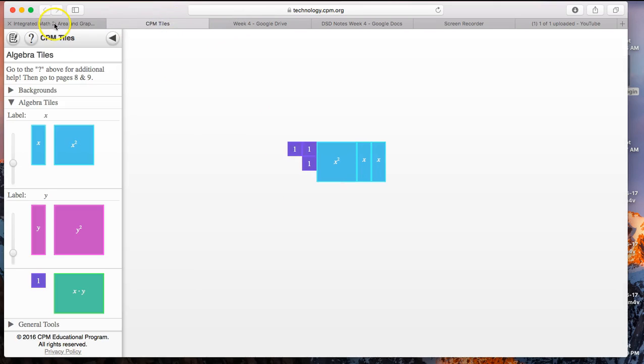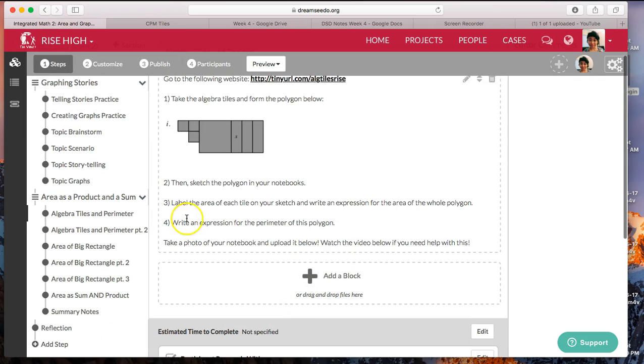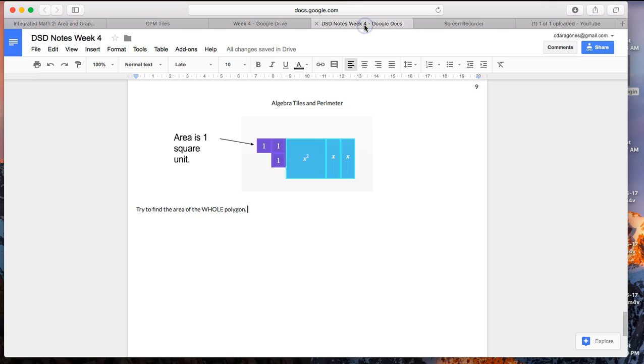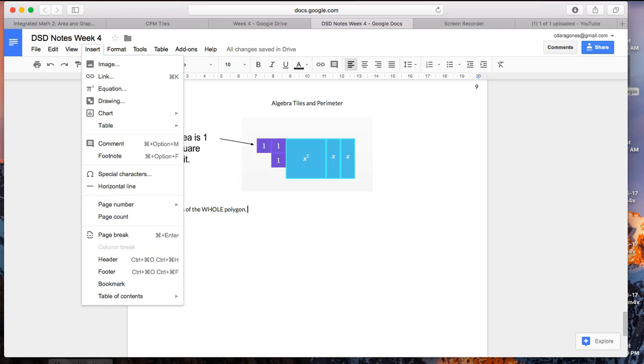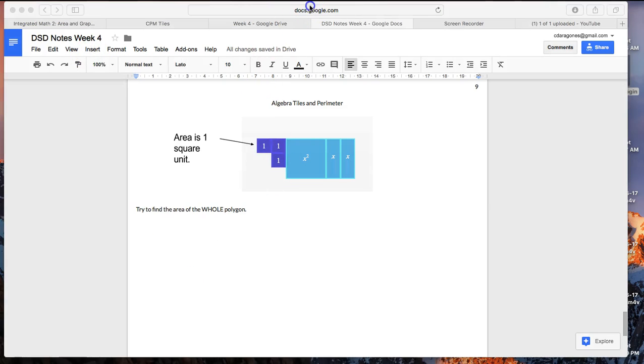All right, the last thing you have to do in this step, now that you found the area of the whole polygon, they want you to write an expression for the perimeter of this polygon. So if you remember from the carpet situation last week, the perimeter is the distance around the shape. So you can see this portion, go ahead and make kind of a red pen here. This distance right here is just 1, okay? And then here's another one, 2.